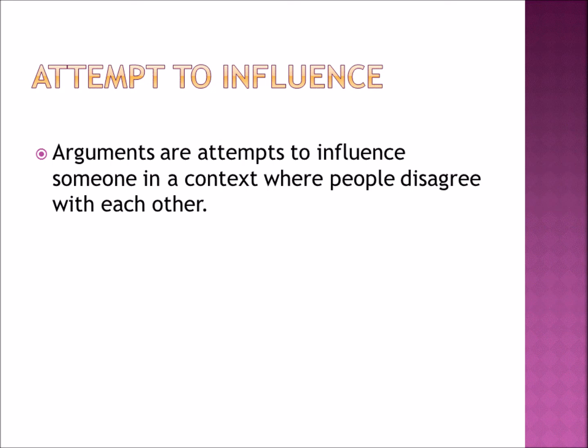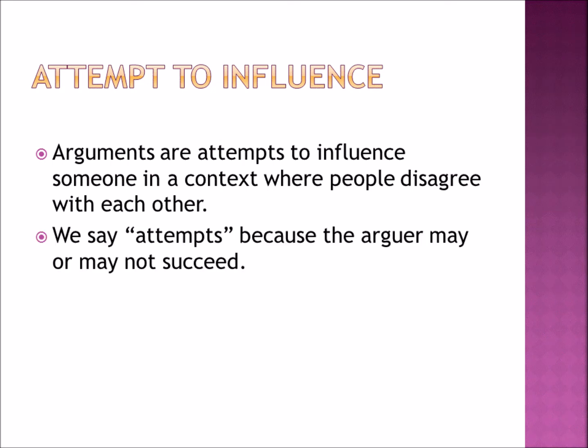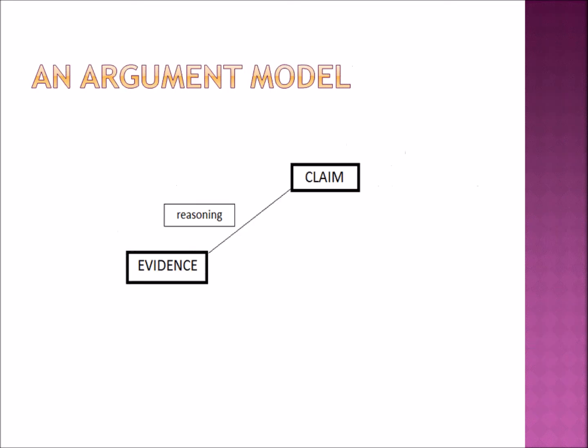So remember, there must be an attempt to influence. All right? And we say attempts because the arguer may or may not succeed in making the presentation. All right. This is an argument model that sort of visually describes what we've just been talking about. There needs to be a debatable claim. There needs to be evidence in support of the claim. And there needs to be reasoning that links the evidence to the claim. And surrounding all of this is the context of an attempt to influence.